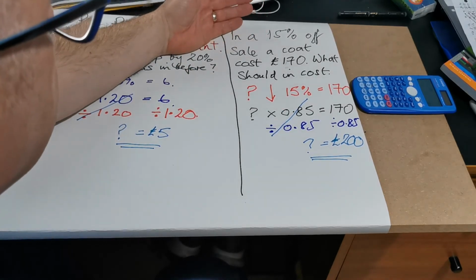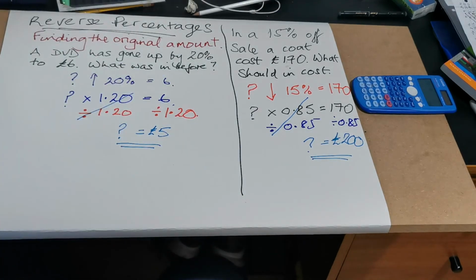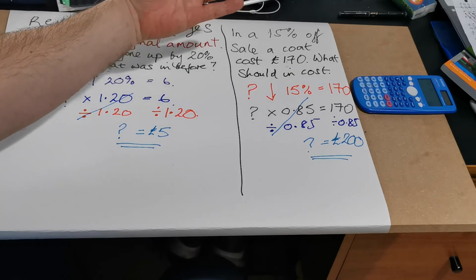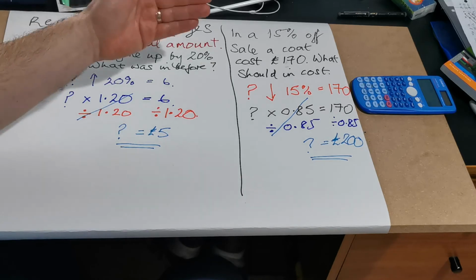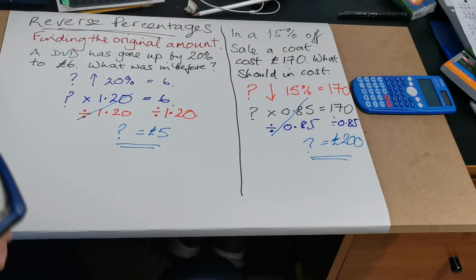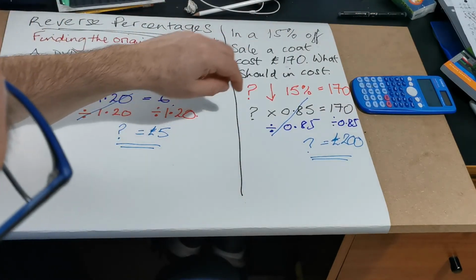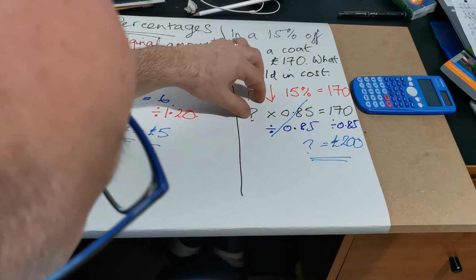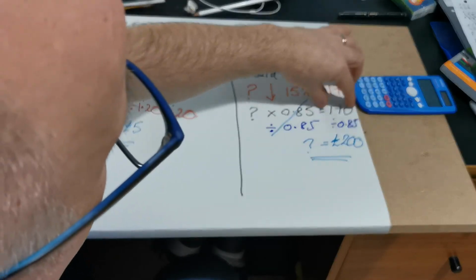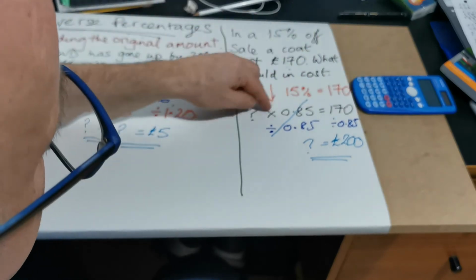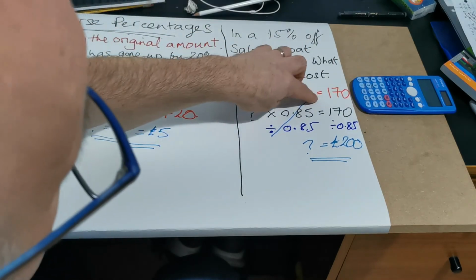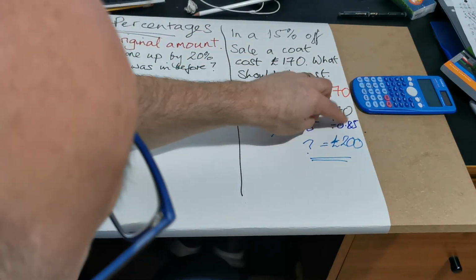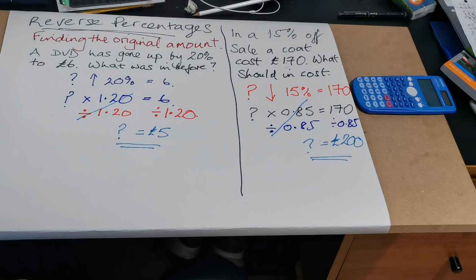In here, the sale had reduced the coat's cost by 15%. The original cost was 100%. If I take 15% off that, I get 85%. 85% means 85 divided by 100, which is 0.85. So the original price times 0.85 would be 170. The inverse operation of times is divide. So I have to divide both sides by 0.85. They cancel each other out. 170 divided by 0.85 is £200.